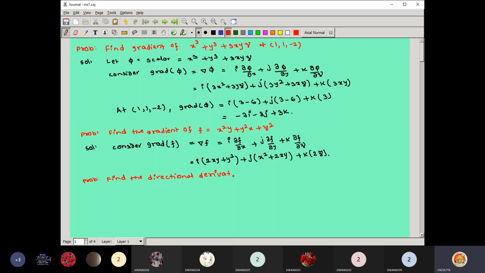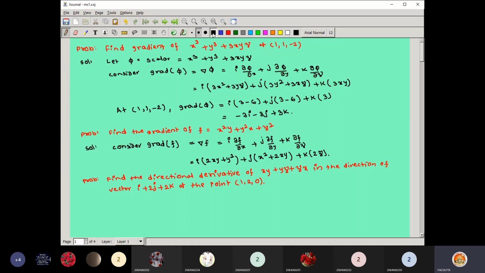Find the directional derivative of xy plus yz plus zx in the direction of the vector i plus 2j plus 2k at the point 1, 2, 0, the most important one.